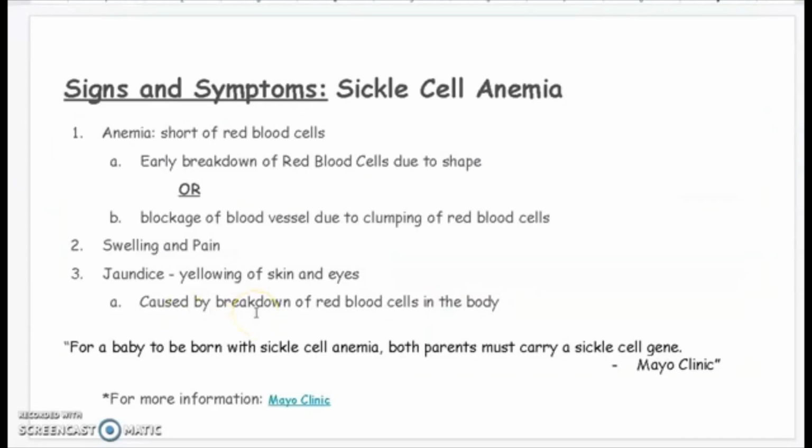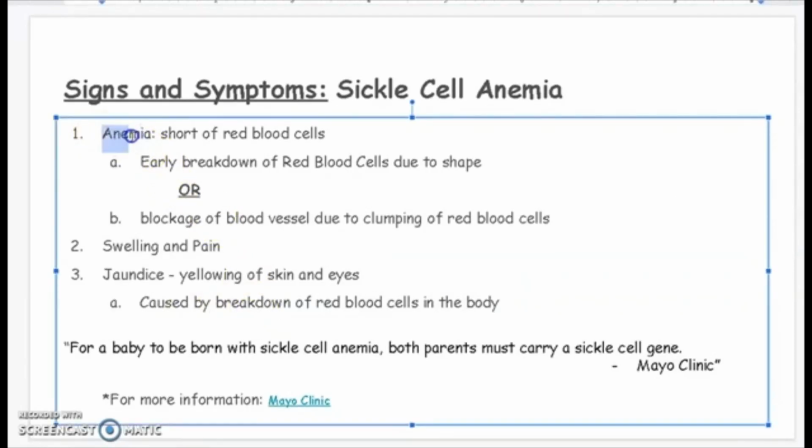Now, this disorder, signs and symptoms. The first one is part of its name, anemia. It is a shortage of red blood cells in certain areas of the body. Now, this happens because of, one, the C shape, the red blood cell just breaks down. It just breaks down and it's gone. It's not a red blood cell anymore. It's just a dead red blood cell.